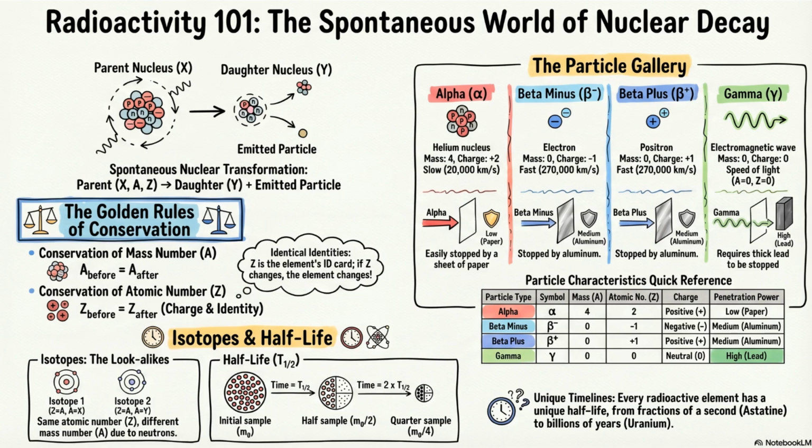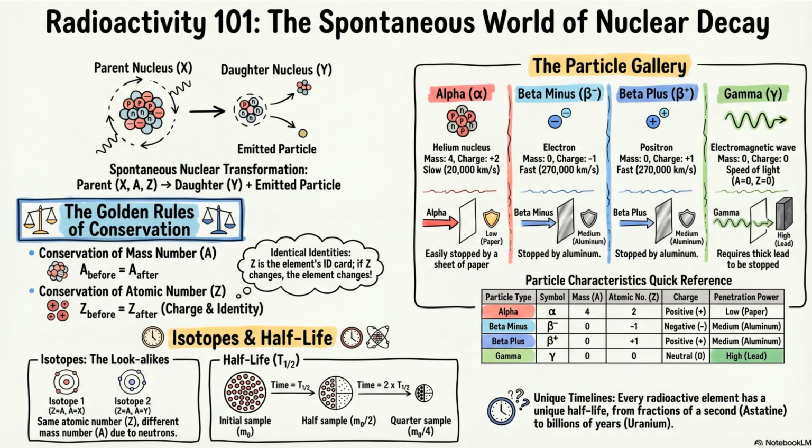Which is mathematically true, but physically misleading. The Z number, the ID card we talked about, remains intact. The math is doing exactly what it is designed to do, which is track the conservation of nucleons. Which naturally shifts our focus to the nucleus itself and the concept of isotopes.